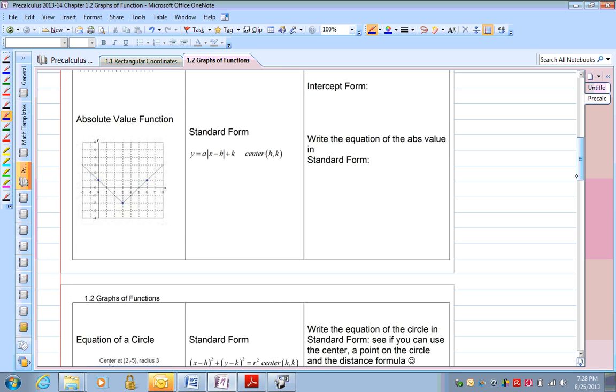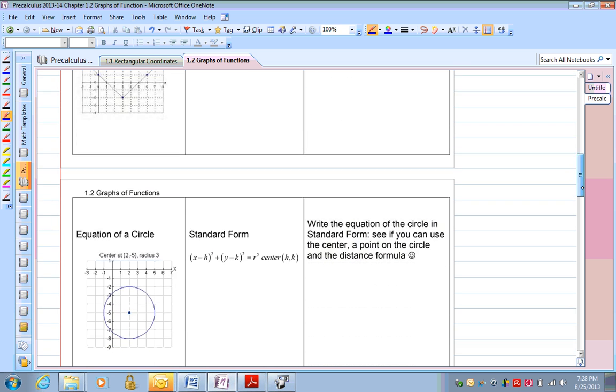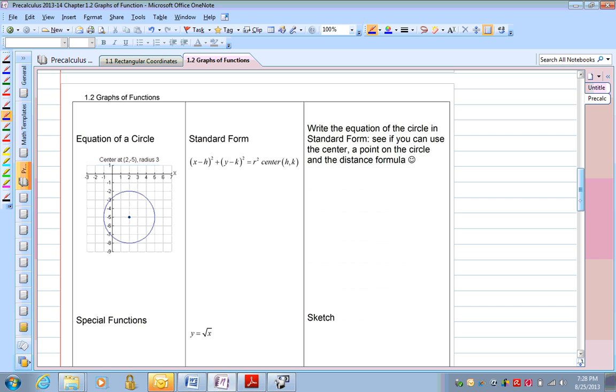So the right-hand column is the stuff that you need to do, but you need to write all of it down. So you need to have the picture, you need to have the equations, and then you need to do the work on the 3rd column. There's equation of a circle, same thing. And then we're going to talk about special functions in detail and kind of do that part together.